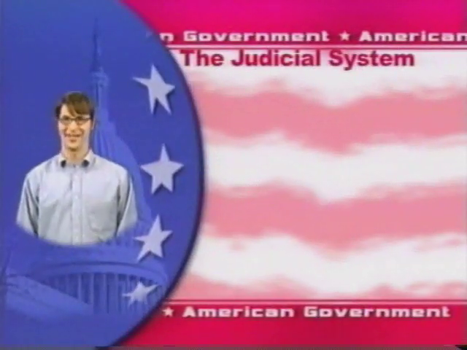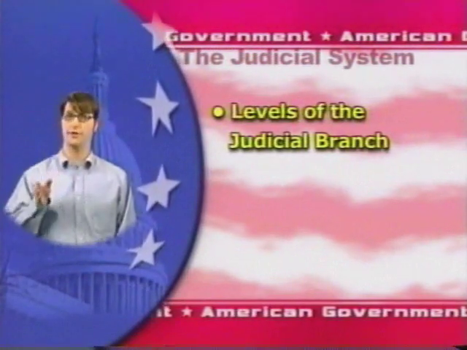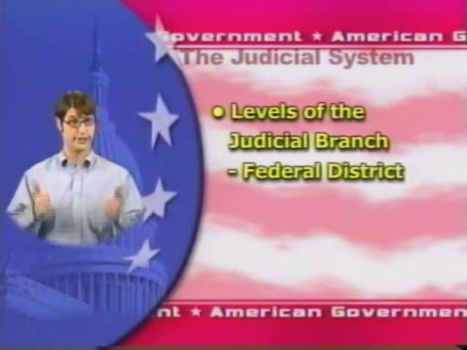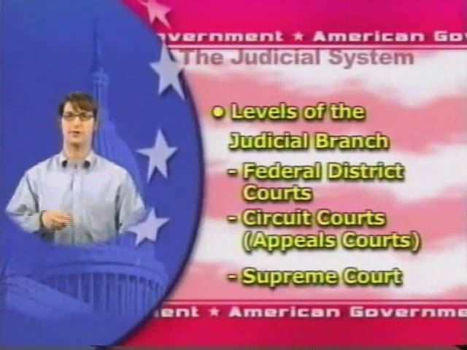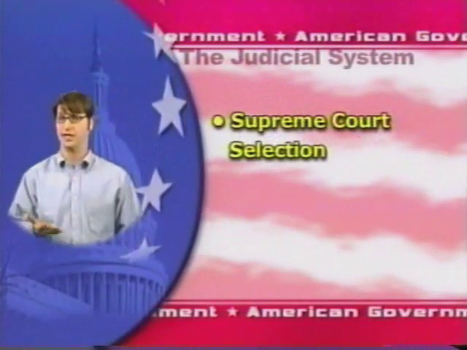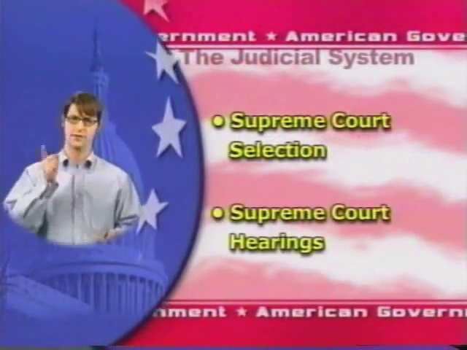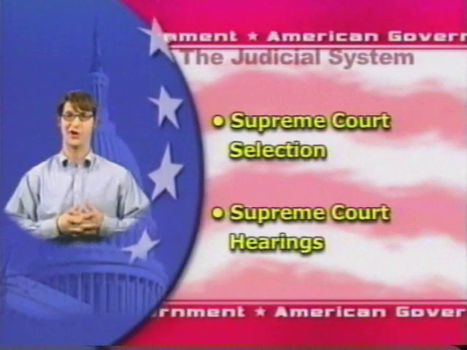Hey guys, here's what we're going to cover today. First, a little history. Then we'll introduce you to each level of the judicial branch: the federal district courts, the circuit courts, and the Supreme Court. And we'll describe the roles of each. Then we'll find out how justices are selected, how cases make their way through the courts, and give you some insight on how the justices decide their cases. Let's get started.